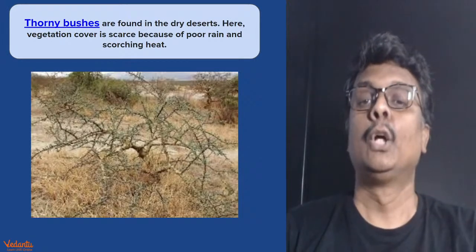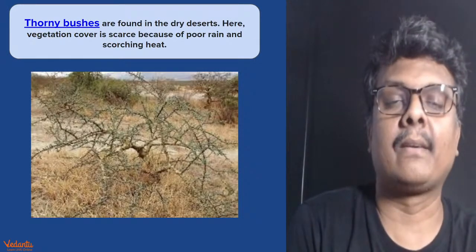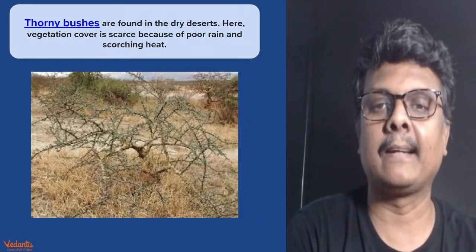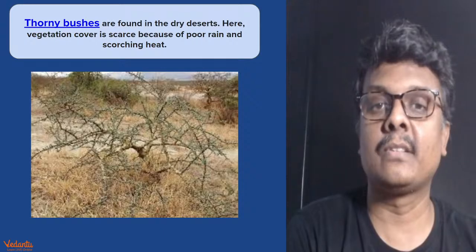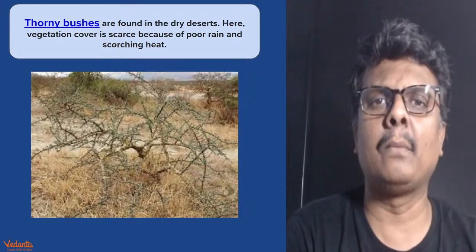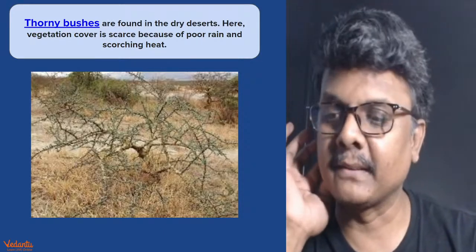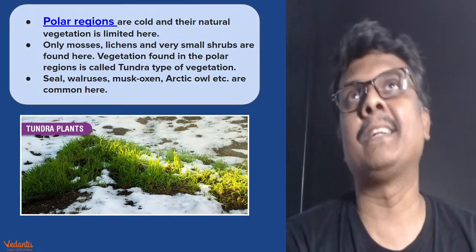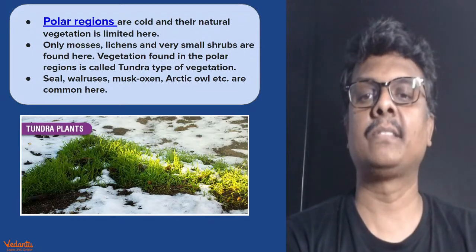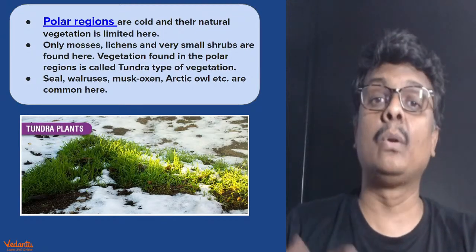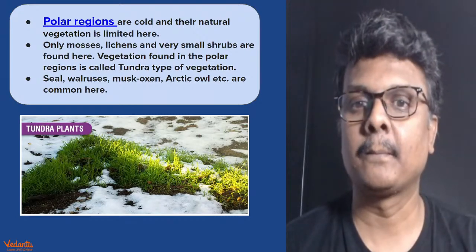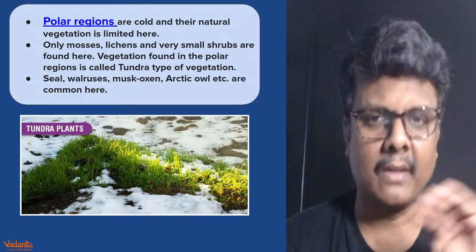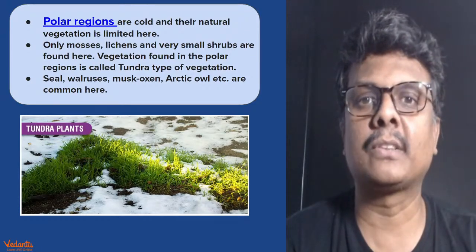Thorny bushes are typically found in dry deserts, and they don't need much water at all. That is why they grow in deserts where very high temperature and poor rainfall are present. Polar regions are pretty cold, and the vegetation is called tundra. You have seal, walruses, musk oxen and Arctic owl present in these places. Only small plants like lichens, herbs and small shrubs grow here, not trees.